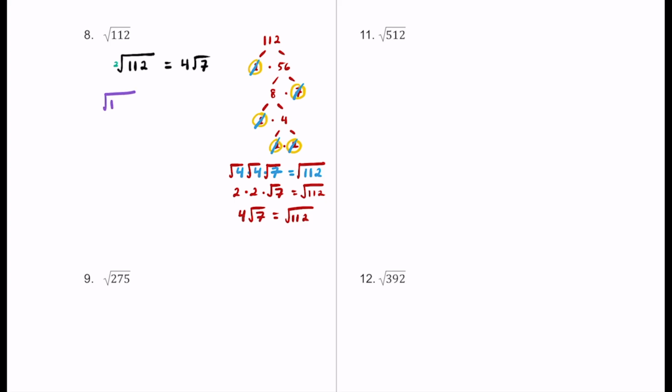So let's take this 112, put that on a calculator. So the square root of 112, that's going to be about 10.58. And if we do the 4 times the square root of 7, you can see that that is also the same thing, about 10.58. All right, so this also checks out.